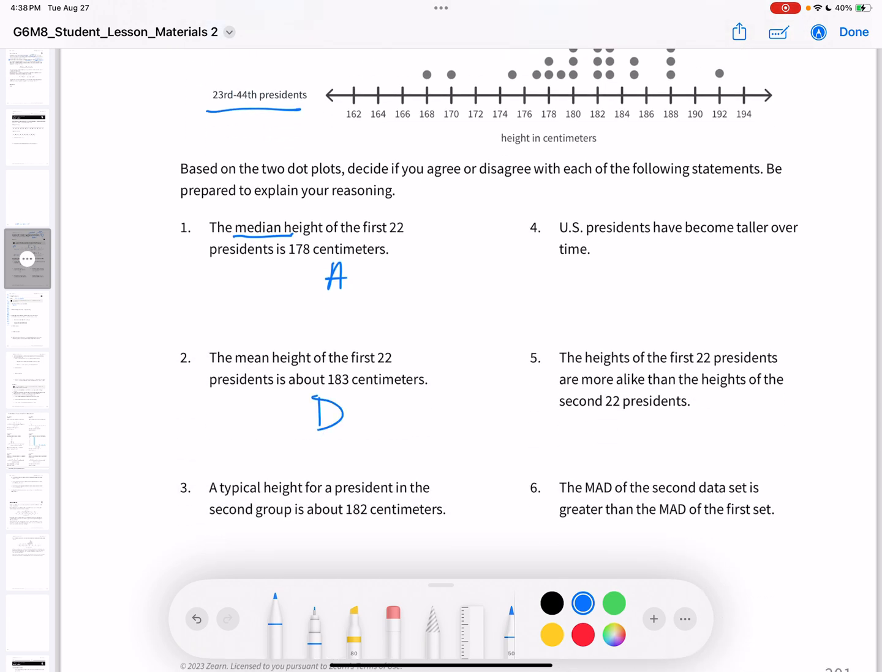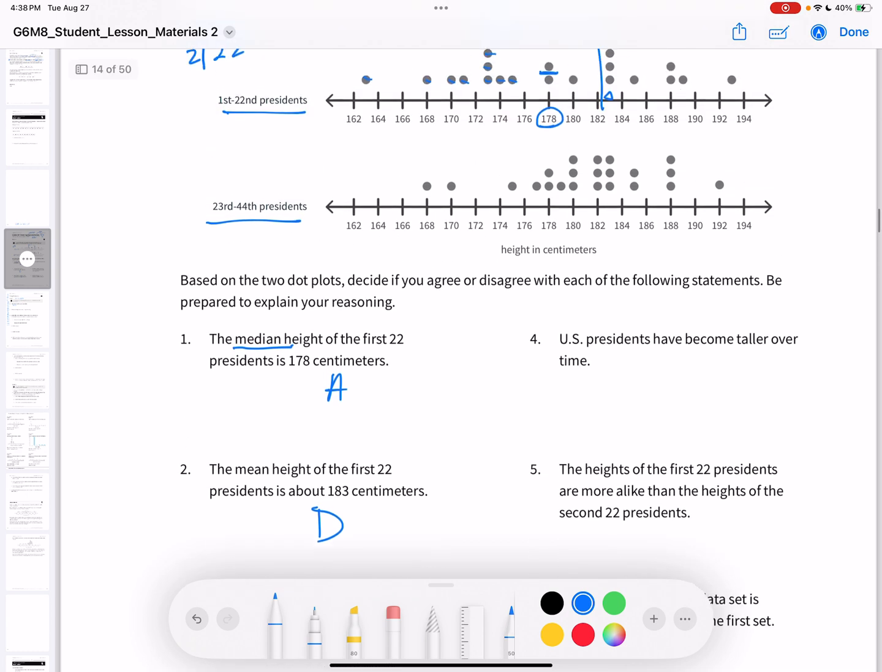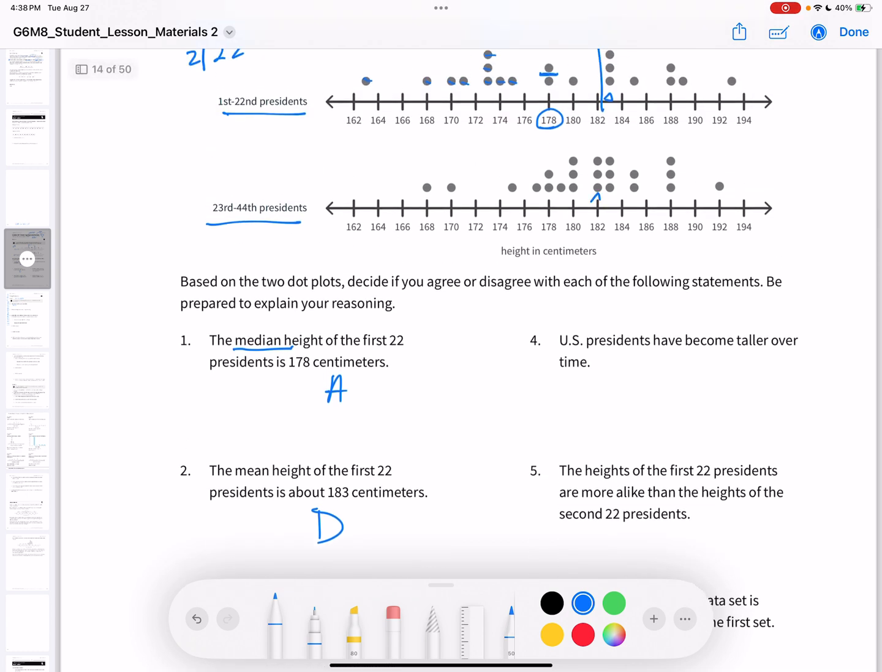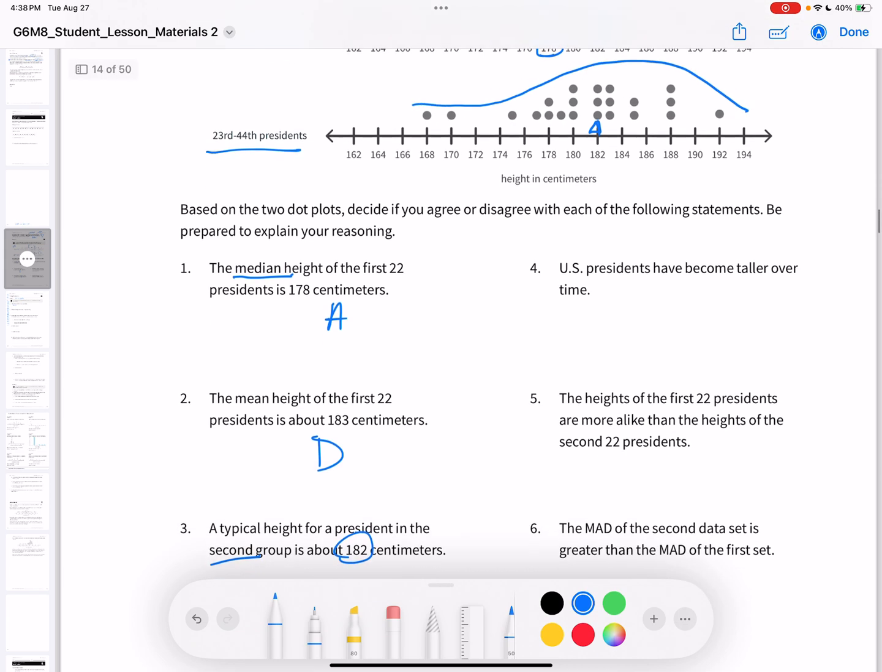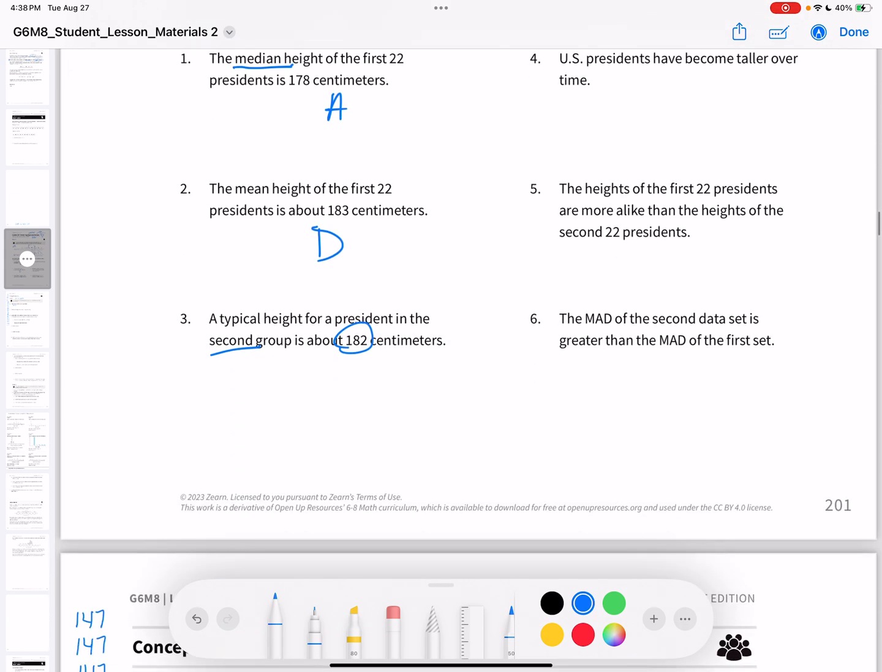3, a typical height for a president in the second group is about 182. Well, let's go look. Here's 182, so they're saying that's our mean. And I would say we do have some outliers down here, but really, this is a pretty typical spread. So I would agree that the center appears to be about 182. So I would agree with that.